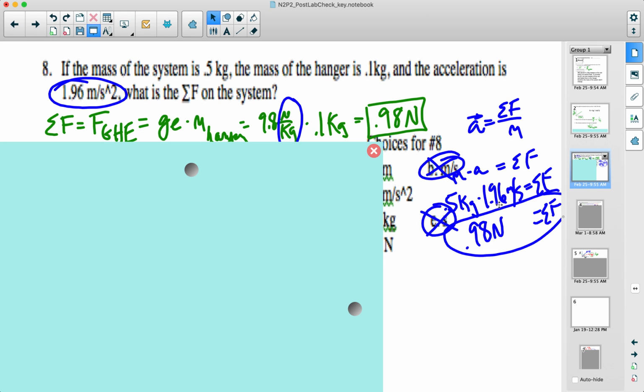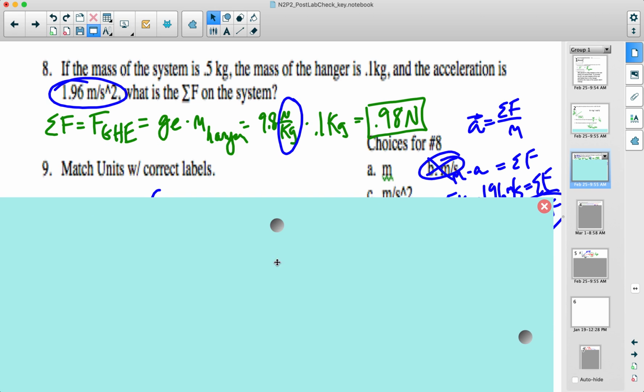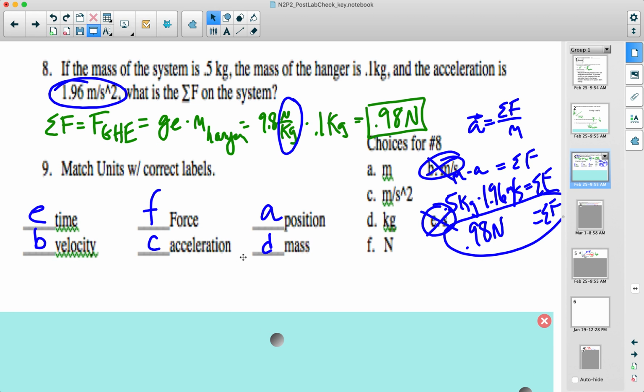We've got a half a kilogram times the acceleration of 1.96 meters per second squared, and half of 1.96 is 0.98 newtons. So we get 0.98 newtons whether we use Newton's second law or we went back to the original idea that the net force is caused by gravity pulling on the hanger. So simply the weight of the hanger is the net force. Next up, you want to double check your units. These may or may not be in the same order they are on your paper.